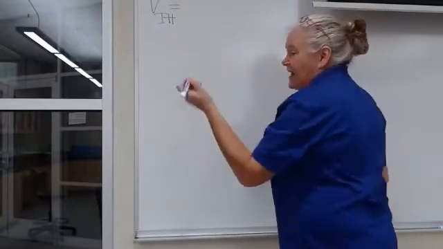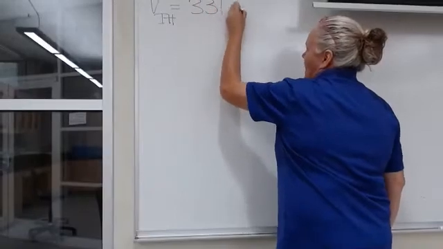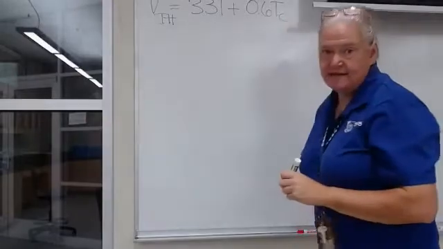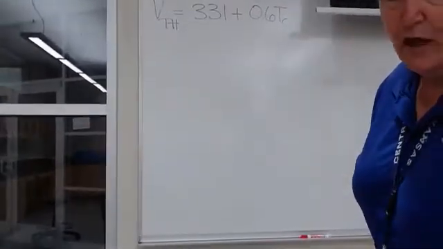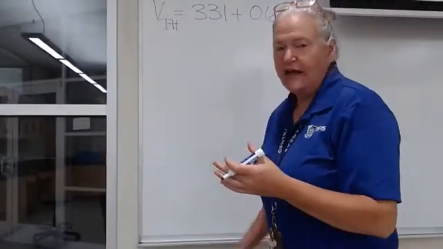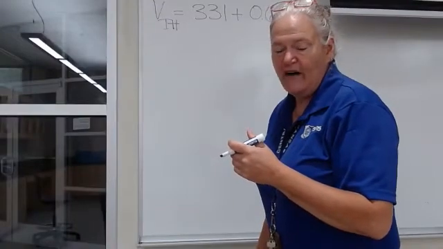It says, if I know the temperature in Celsius, I can take 331 plus 0.6 times the temperature in Celsius, and that gives me the speed of sound in meters per second. So that's why you need the thermometer, to record that temperature so you can find the speed of sound.